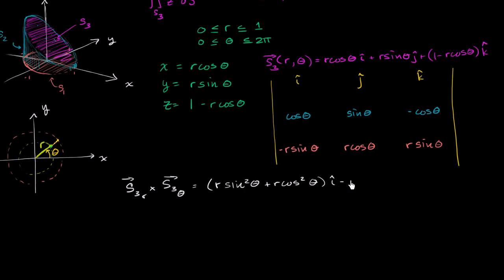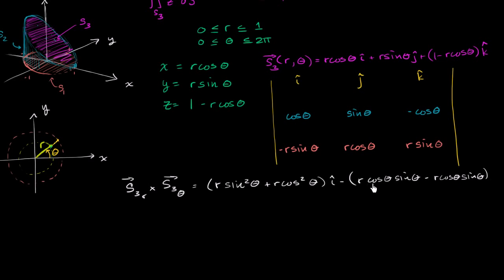And then you have minus the j component. The j component is going to be cosine theta times r sine theta, so it's r cosine theta sine theta. And then we're going to subtract from that. See, the negative signs cancel out. So you're going to subtract r sine theta cosine theta, or r cosine theta sine theta.